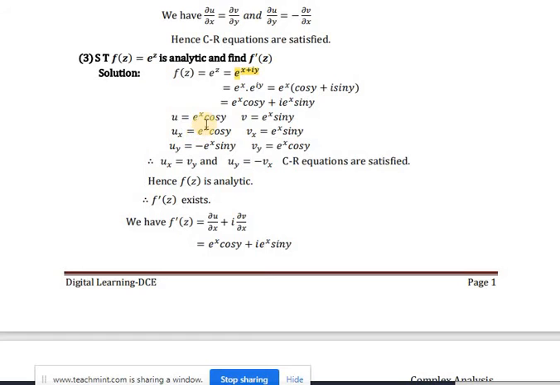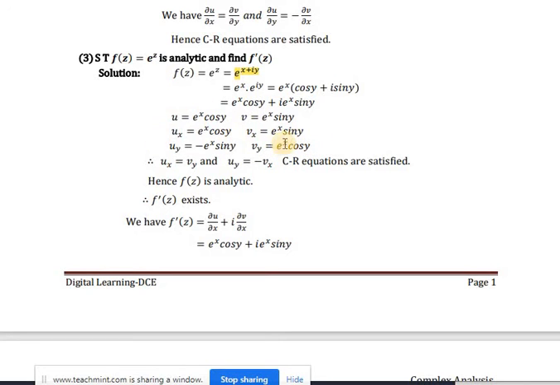We get ux is equal to e power of x cos y, vx is equal to e power of x sin y, because the derivative of e power of x with respect to x is e power of x itself. Hence ux and vx remain the same as u and v. Then with respect to y partially, when we differentiate, keep e power of x as it is; the derivative of cos y is minus sin y, and the derivative of sin y is cos y. Hence uy is equal to minus e power of x sin y, and vy is equal to e power of x cos y.